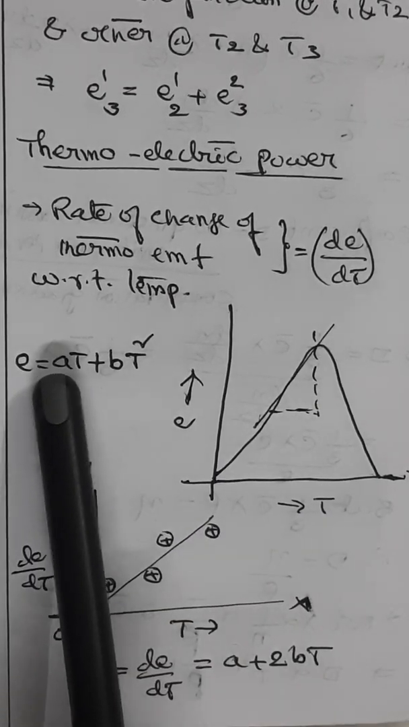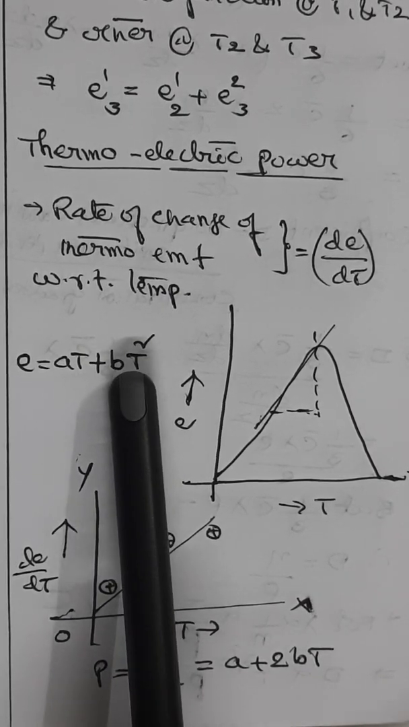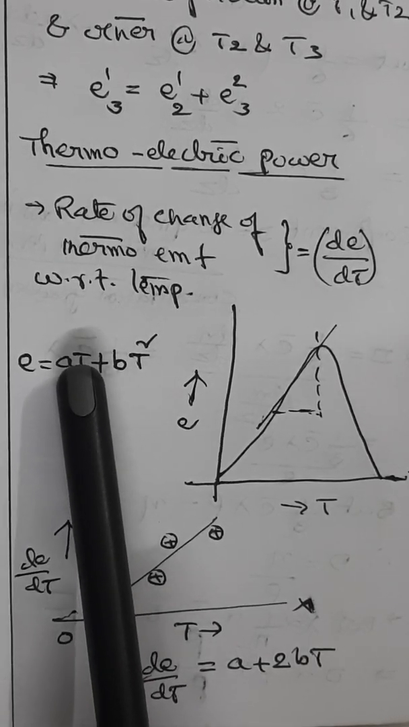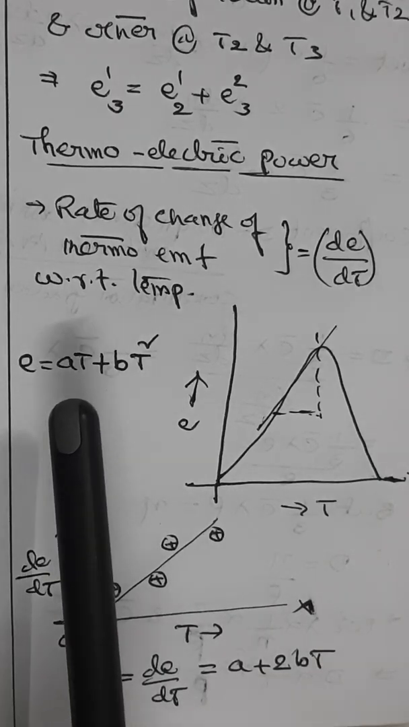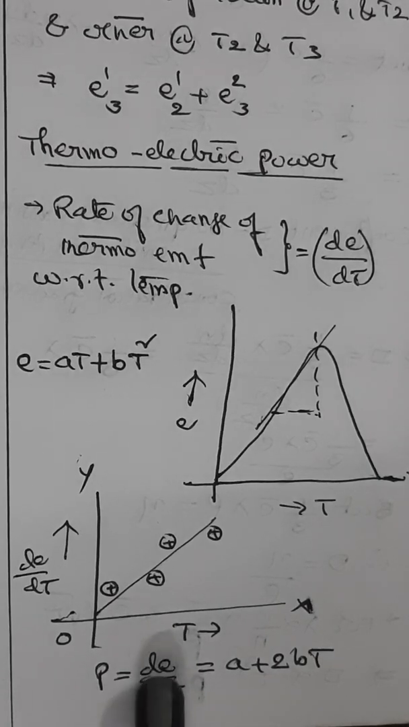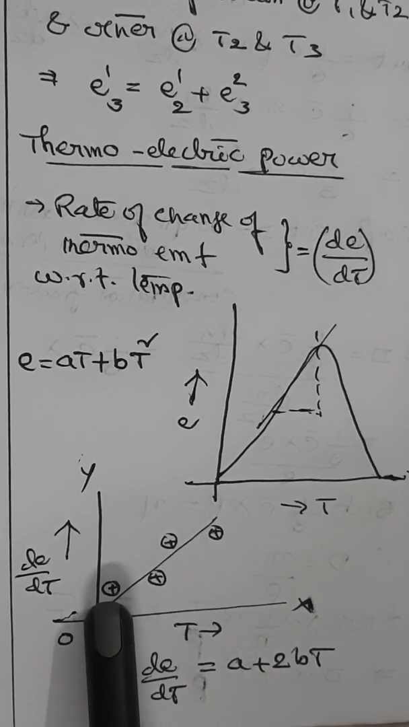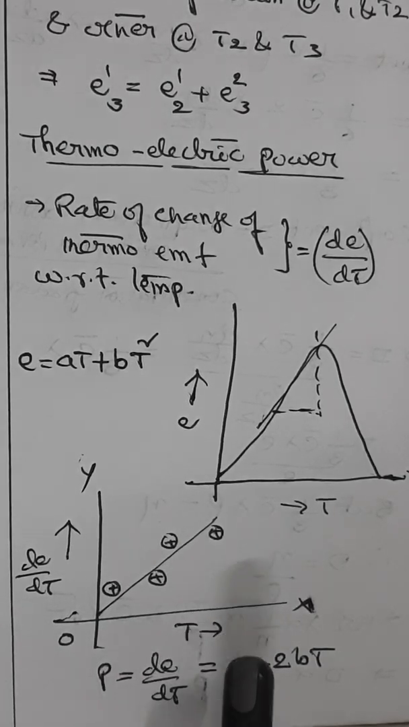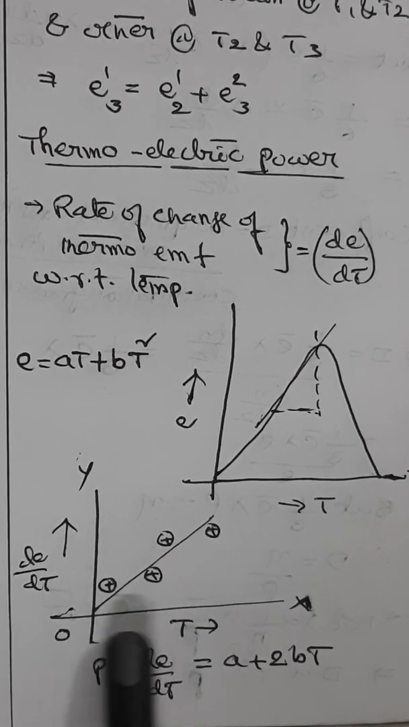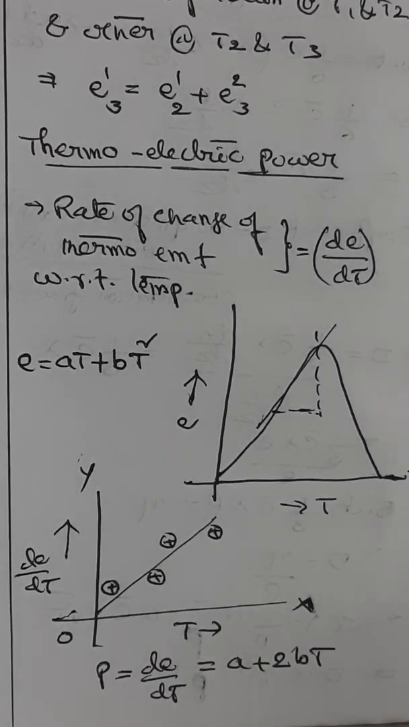We know that E is equal to AT plus BT squared, where A and B are constants for the given thermocouple. So the thermoelectric power can be given using this formula: P equals dE by dT, that is A plus 2BT, which is the equation of a straight line. Therefore, if the graph is plotted between dE by dT and T, a straight line is obtained as shown here. This is what we need to understand about the Seebeck effect.